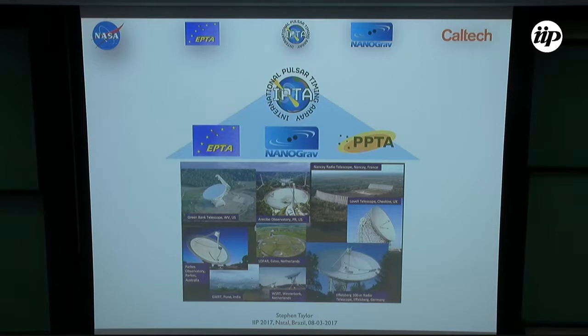So there are lots of collaborations that are attempting to do this. There's the European Pulsar Timing Array, which I talked about. They've got this one, this one, this one, this one, this one. NANOGrav has the Green Bank in West Virginia and Arecibo. And the Parkes Pulsar Timing Array, which is the Australian collaboration, they've got the Parkes Observatory in Parkes, Australia. And we all kind of play together within the International Pulsar Timing Array. It's not a proper collaboration yet, so it's not as strong as the LVC.